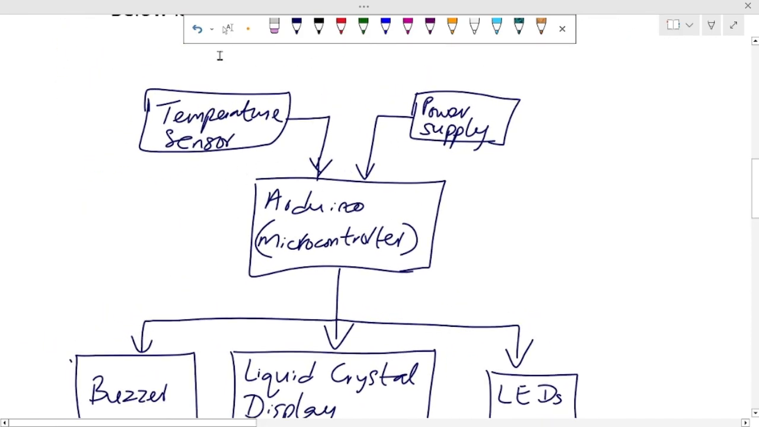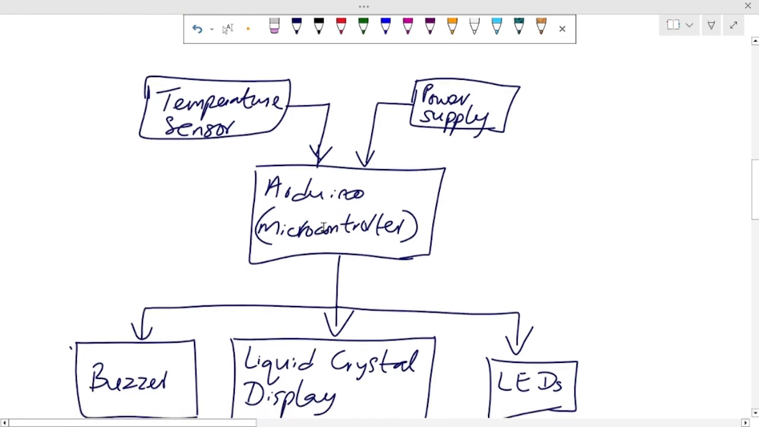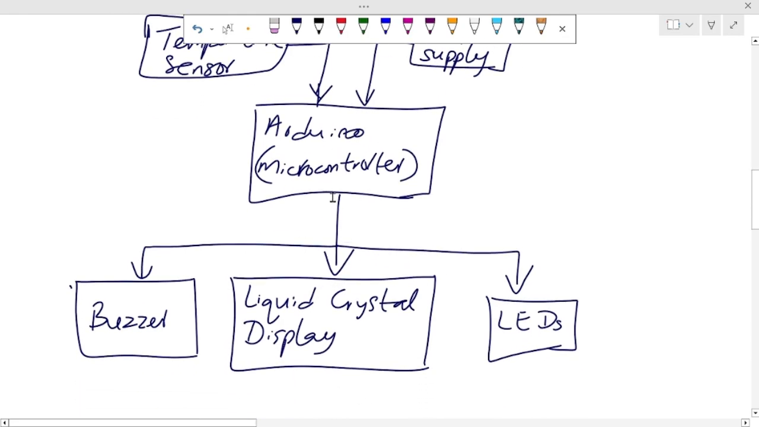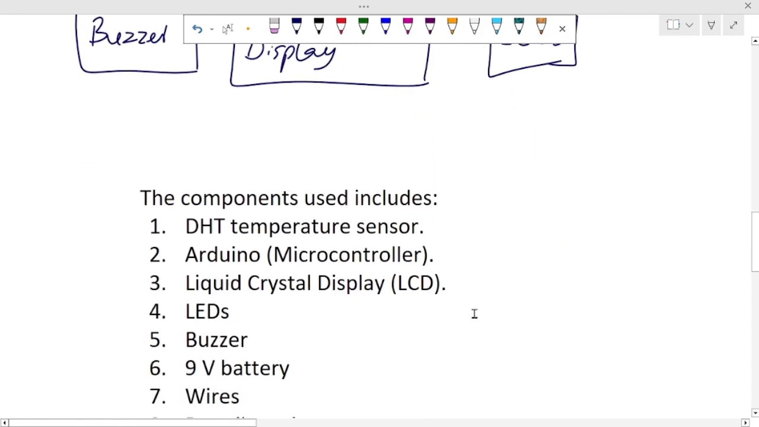So like I said, the temperature sensor senses the temperature in the atmosphere, the temperature in the surrounding, and then sends a signal to the microcontroller. Of course, the power supply powers the microcontroller, and then the microcontroller sends what? Output to the buzzer, liquid crystal display, and then the LED or LEDs. All right, so that's that.